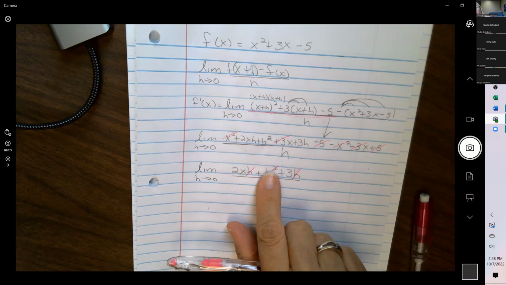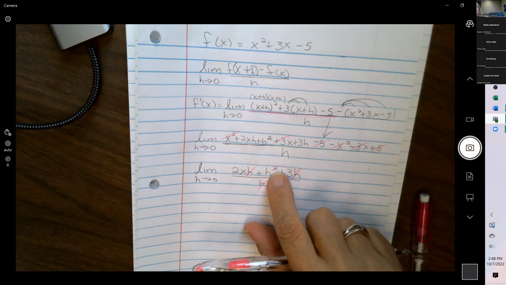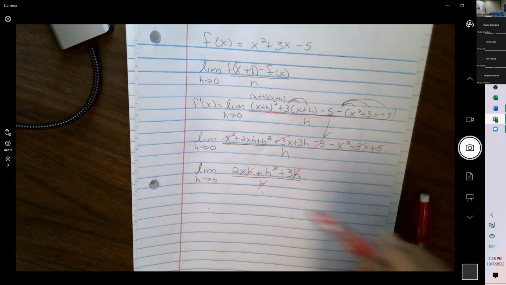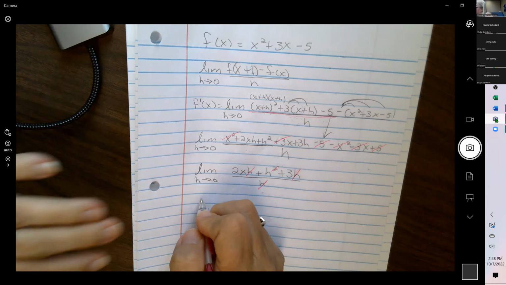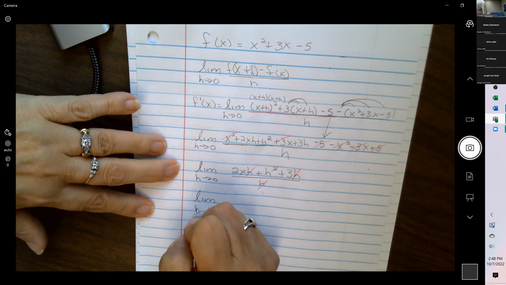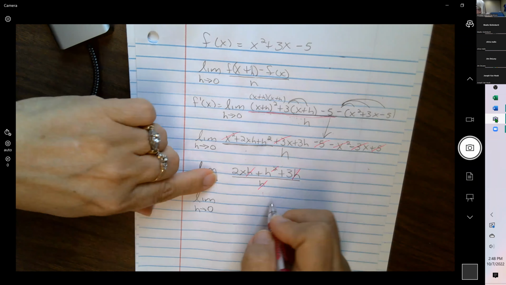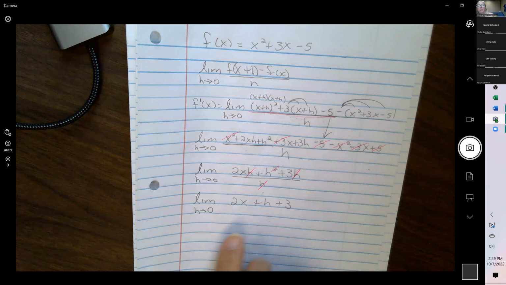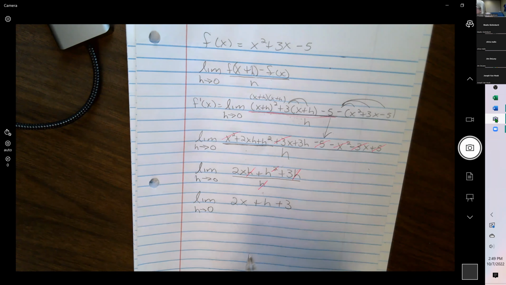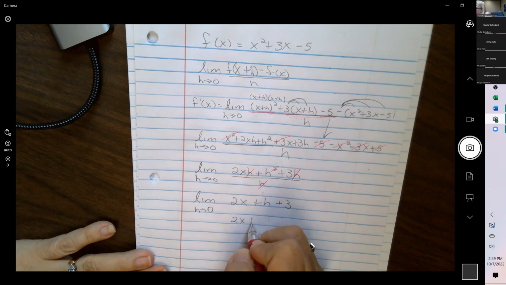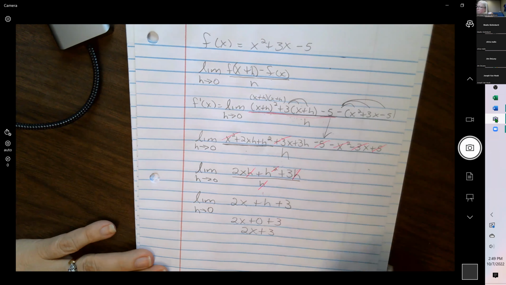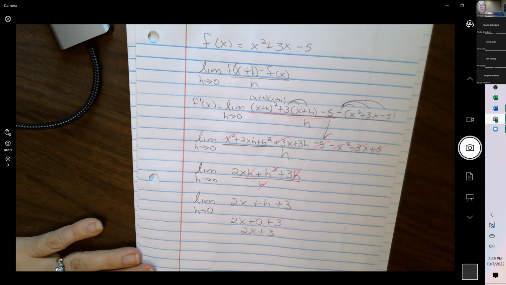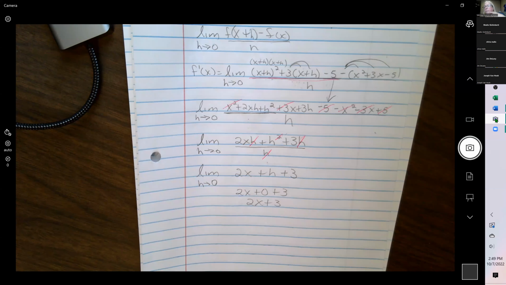So I'm canceling one h from each term. This was h squared, so it left 1. 2x plus h plus 3. Then you plug your 0 in for h. And this would be our derivative. Any questions on that?